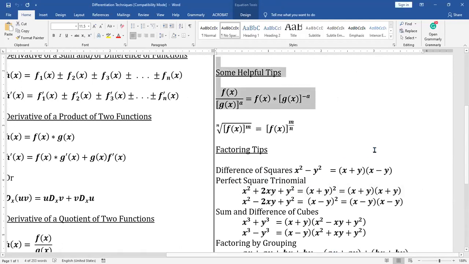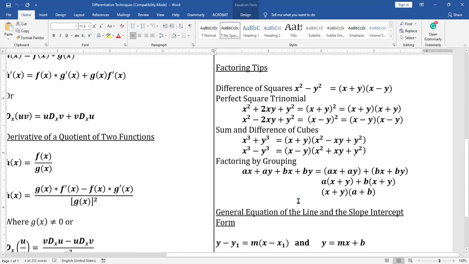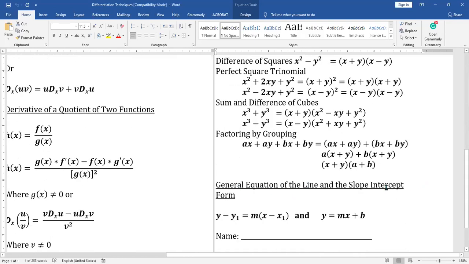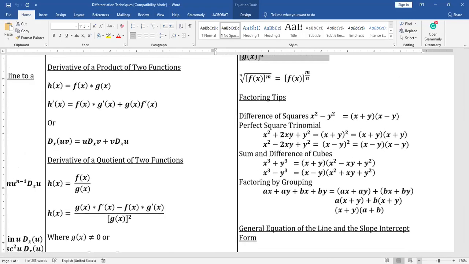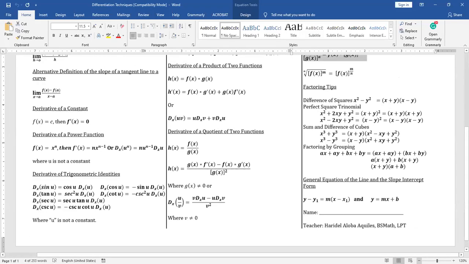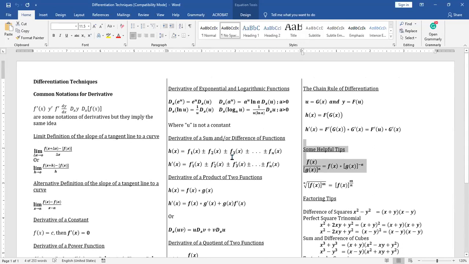So difference of squares, I wrote the factored form to at least guide you if you can factor something. Sum and difference of cubes, factoring by grouping, and the general equation of the line and slope intercept form. So yep, we're going to be using this for the whole time of doing derivatives.